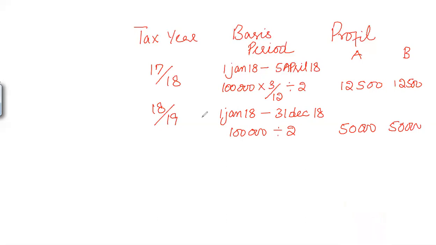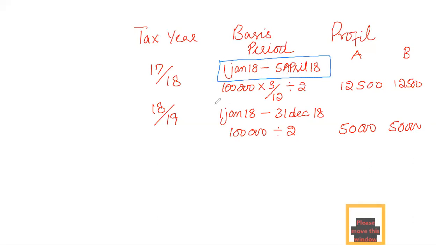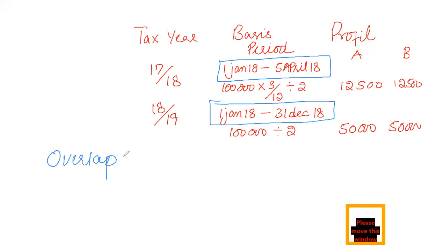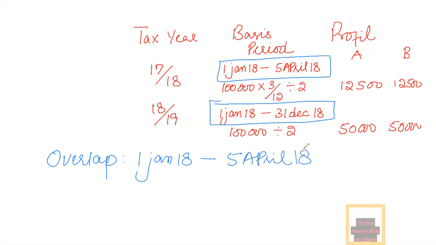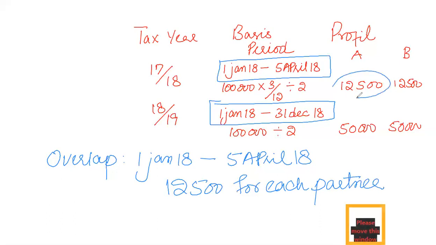Now from these two above dates, you can see that clearly there is an overlapping of the period from January to 5th April, included in this date. So there is a clear overlapping case, and the overlapping date is 1st January 18 till 5th April 18. You can say for each partner the overlapping is 12,500. So each partner assessable income is 12,500 for 17-18, 50,000 for 18-19, and there is an overlapping profit which the partner will get benefit of when the business ends, or there is a change of accounting date.